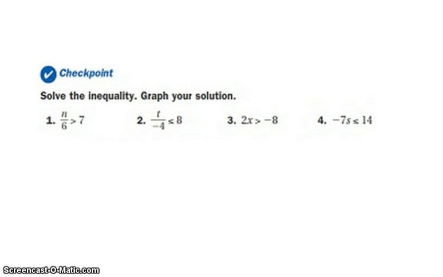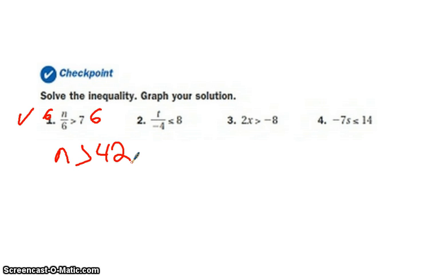So I'm going to look at 2 quick, and then I'm going to turn you loose on your own problems. Let's look at number 1 right here. n divided by 6 is greater than 7. So since we're dividing by 6, we're going to multiply by 6. So it's going to be n is greater than 42. No problems. There's no negatives, so we don't change the sign.